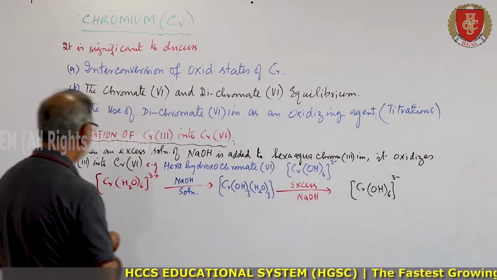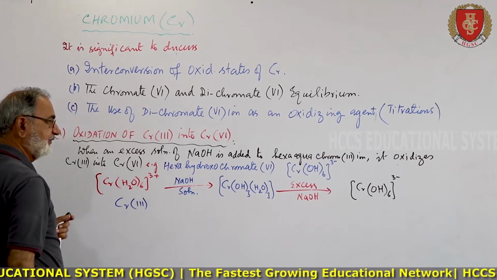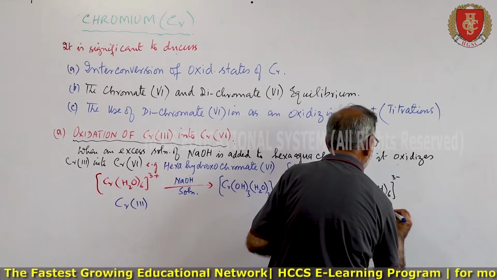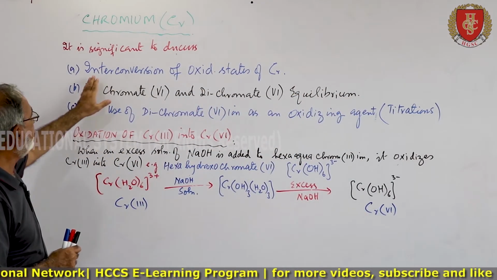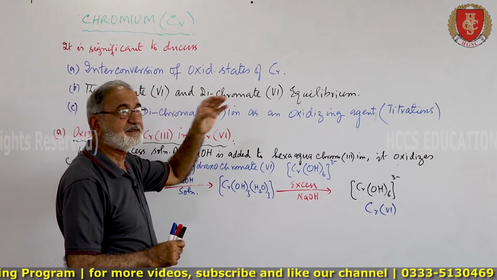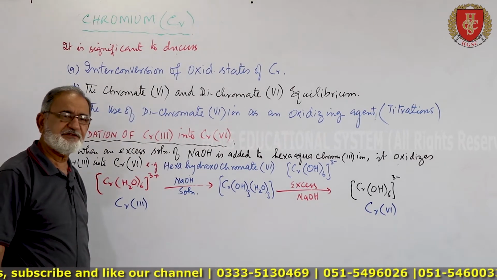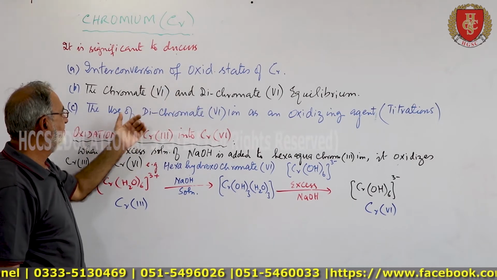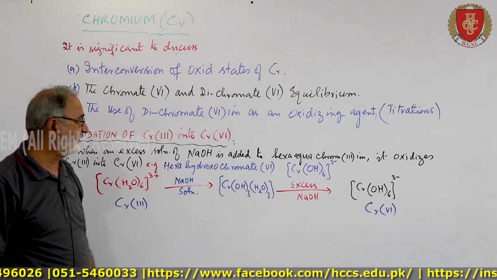Now here, this is chromium in the +3 oxidation state, and here chromium in the +6 oxidation state. So this is the interconversion of oxidation states of chromium, because chromium has variable oxidation states in its various compounds. The most important are the +3 and +6 oxidation states.